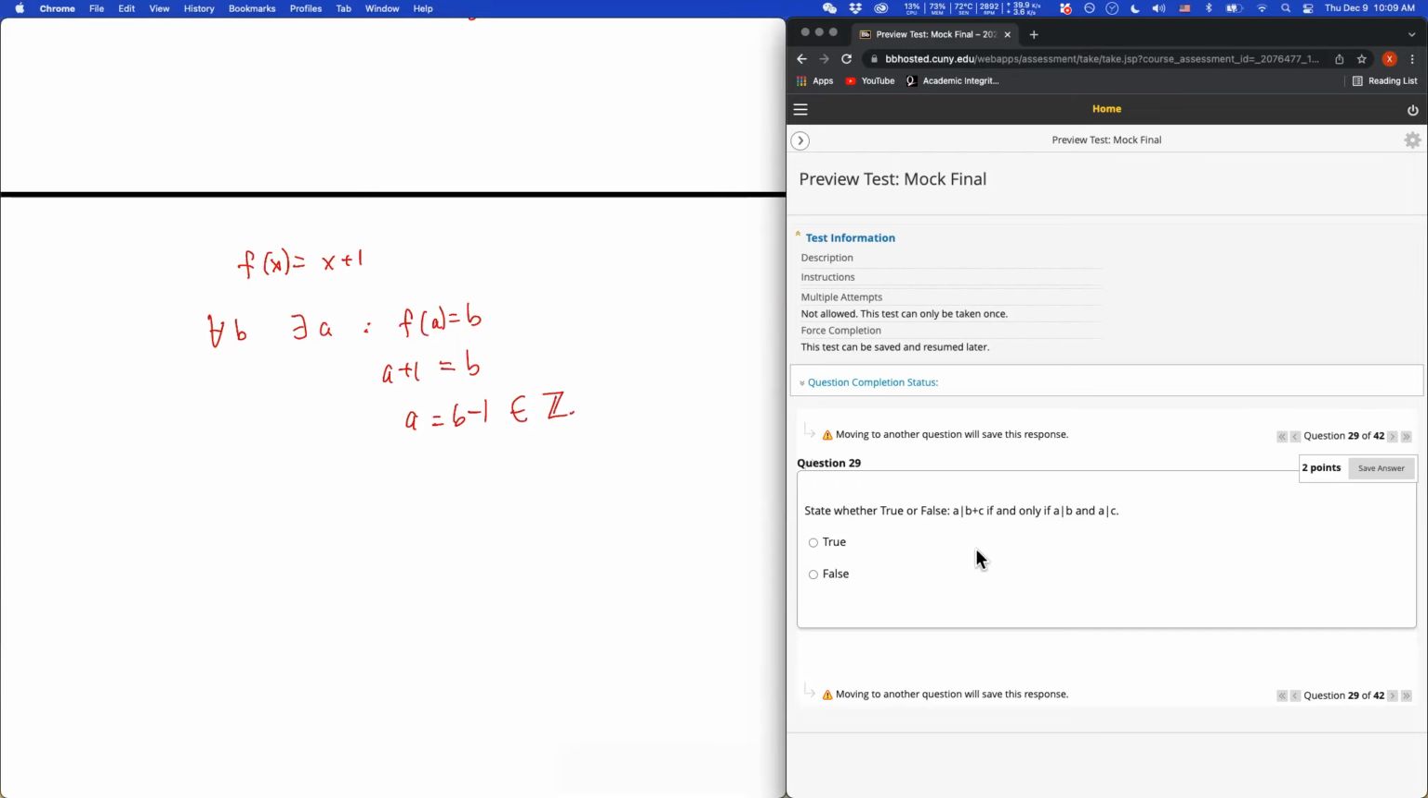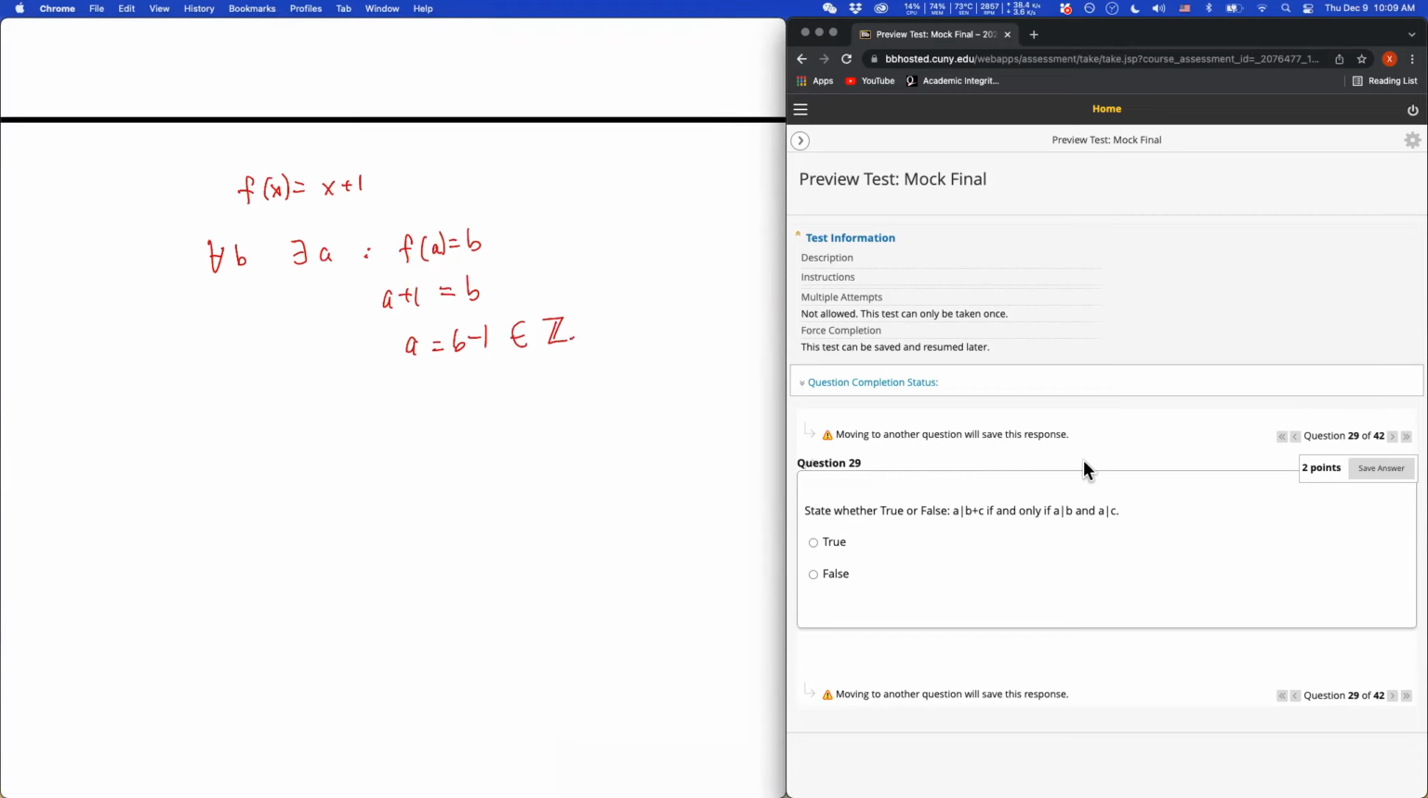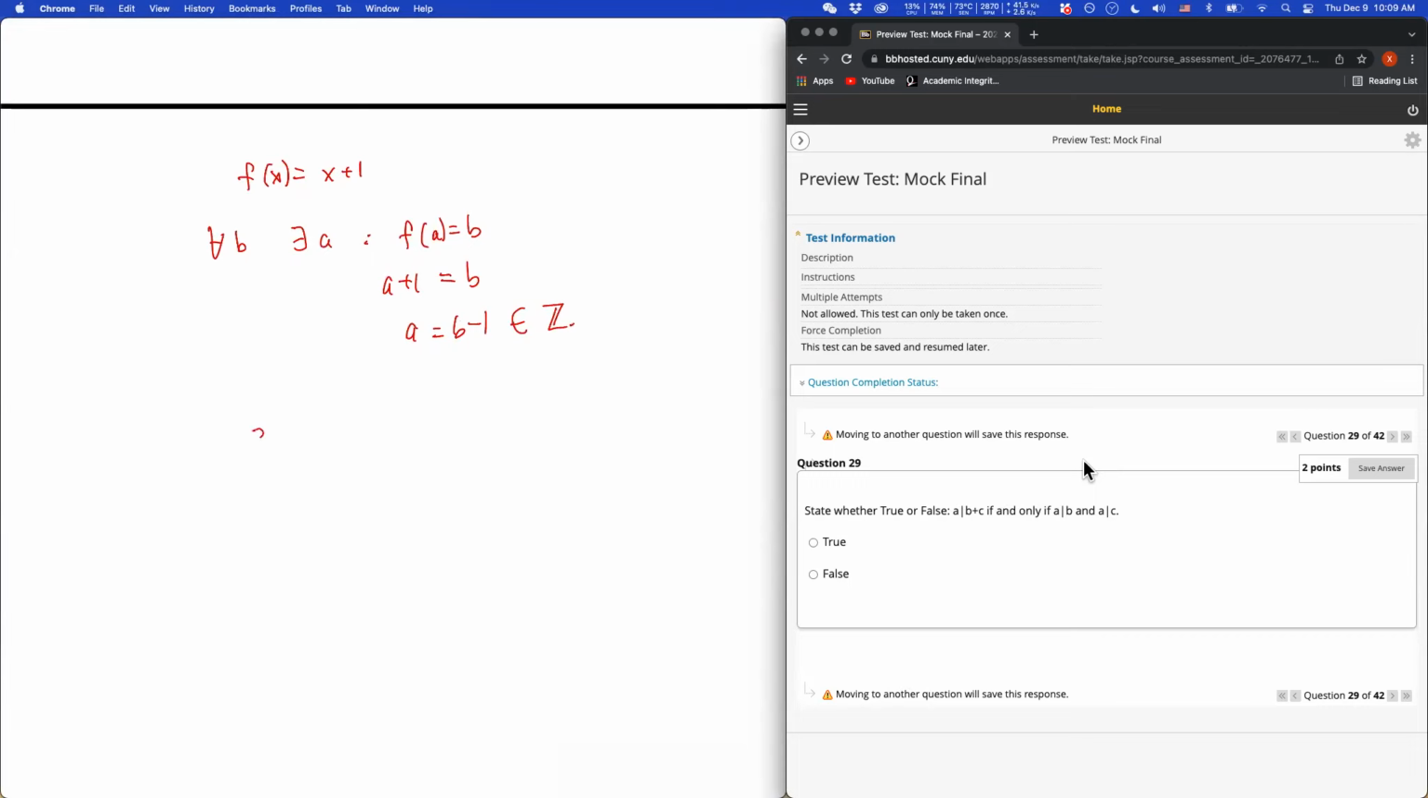Okay, so next is asking if a divides b plus c if and only if a divides b and a divides c. Is that true? We know if a divides b and a divides c, then a divides b plus c. Now, is it true vice versa? If a divides b plus c, is it true that a divides b and a divides c? Okay, I already see people say the answer is false. Again, we can provide a counterexample. 3 divides 2 plus 1, or 3 divides 3. But 3 does not go into 2, and 3 does not go into 1. So the answer is false.